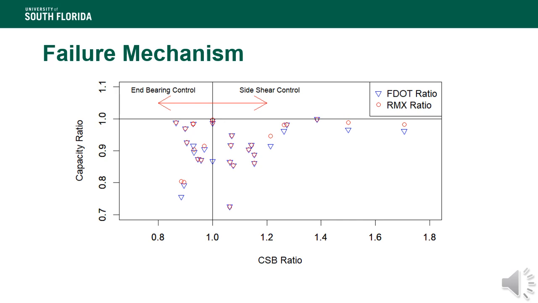In this case, we found that there's not really a conclusive result on what's the primary failure mechanism, as we experienced both end bearing and side shear capacity failures. So here we have the CSB ratio, which is the set check value for the CSB divided by the end of the initial drive value for the CSB. And then we plotted it against the capacity ratio, which for the RMX ratio was the RMX from the set check divided by the end of the initial drive RMX value. And then the FDOT capacity, which, while included here, doesn't really have any scientific merit. It is just a method that the FDOT uses to rate the pile's capacity.